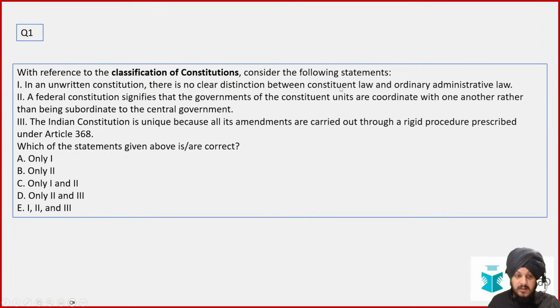With reference to the classification of constitutions, consider the following statements. One: in an unwritten constitution, there is no clear distinction between the constituent law and ordinary administrative law. Two: a federal constitution signifies that the governments of the constituent units are coordinate with one another rather than being subordinate to the central government. Three: the Indian constitution is unique because all its amendments are carried out through a rigid procedure as described under Article 368.